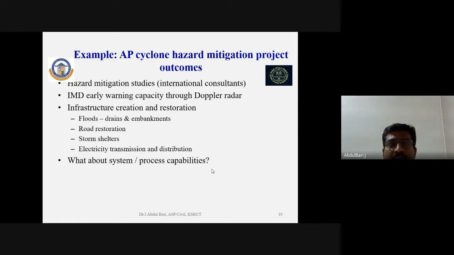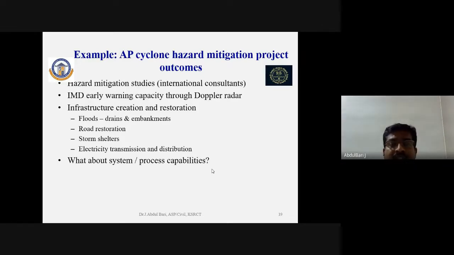As an example here, hazard mitigation studies have been done by international consultants, and the Indian Meteorological Department has given early warning capacity through Doppler radar systems, and infrastructure creation and restoration has been done for the floods, that is drains and embankments, and for road restoration, storm shelters and electricity transmission and distribution.